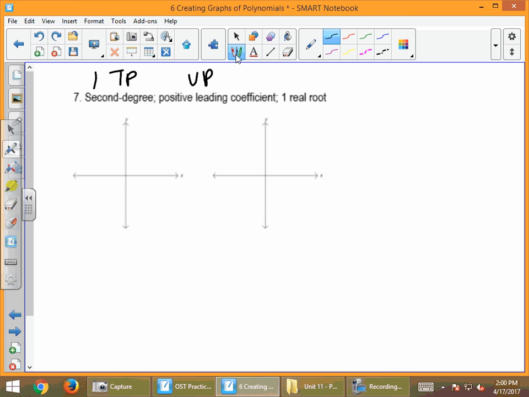What is this guy going to look like? Look at you. And what part of that U is going to touch? The vertex. So it might look something like this. Oh boy. It actually just touches. Or it might look something like this. Something along those lines.